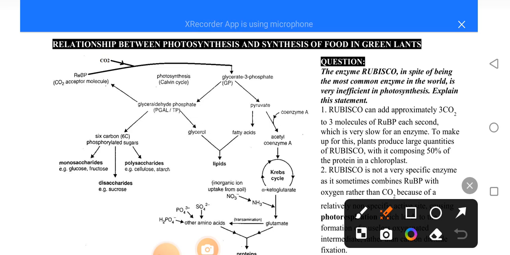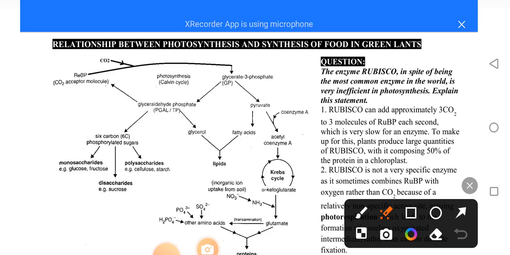Then here we are saying that inorganic ions taken up from the soil form the nitrate, then ammonia. So when ammonia combines with the alpha ketoglutarate, we shall form what we call the glutamate. Then this glutamate goes through the process of transamination, which we looked at when we were looking at photosynthesis, to form other amino acids. So this one is what you are seeing here. Then from there it goes down and forms what we call the proteins.